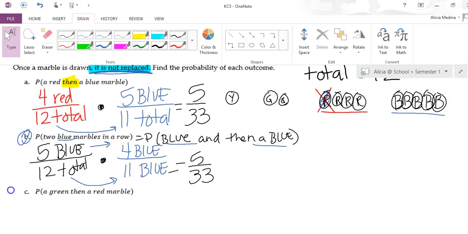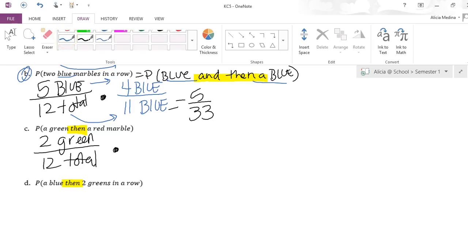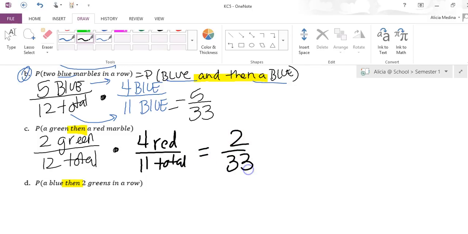Next example is the probability of a green and then a red. So what is the probability of green? Well, how many greens did I have? I had 2 green, and I had 12 total. Then means multiply. And then what is my probability of red? So red, I have 4 red ones, and then I did not replace it, so when I pick the second time, I only have 11 total. So this is going to be 2 out of 33 when I multiply those out.